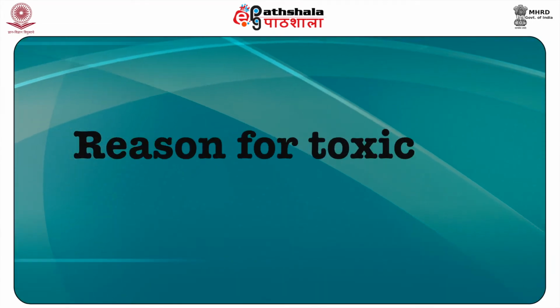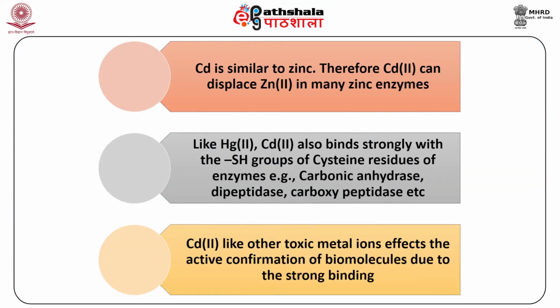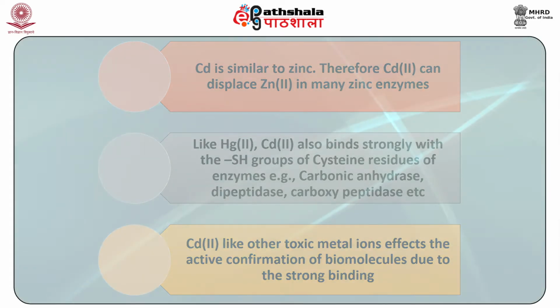Reason for toxicity. Cadmium is similar to zinc. Therefore, cadmium can displace zinc in many zinc enzymes. Like mercury, cadmium also binds strongly with SH groups of cysteine residues of enzymes, for example carbonic anhydrase, dipeptidase, carboxypeptidase, etc. Cadmium, like other toxic metal ions, affects the active conformation of biomolecules due to the strong binding.